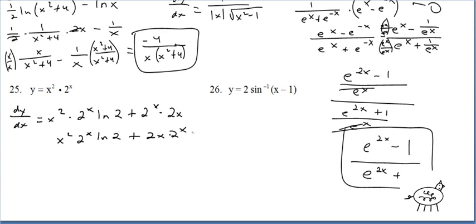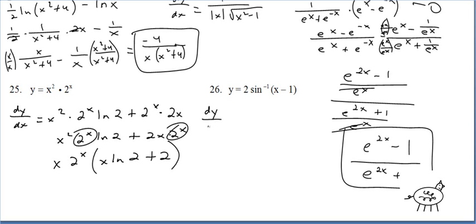And not that it is a big deal because this is actually fine, but you could factor out, if you wanted, x 2 to the x, right? Because there's a 2 to the x in each term, and they each have an x. And then you get x ln 2 plus 2. Just another way to look at it, but the first way is acceptable. All right, 26.